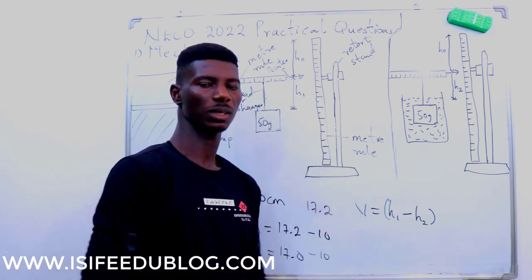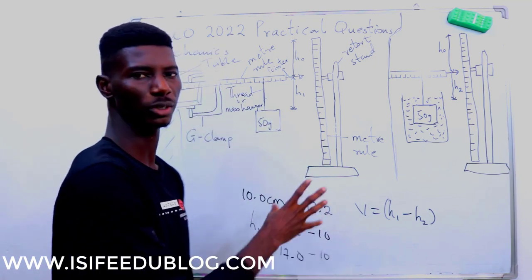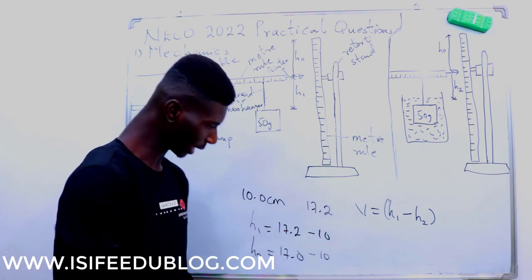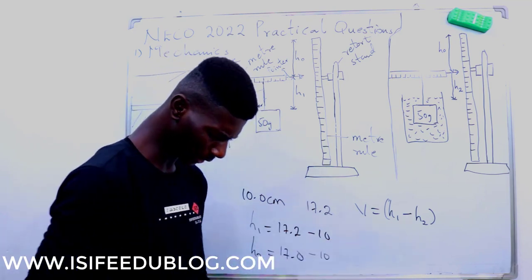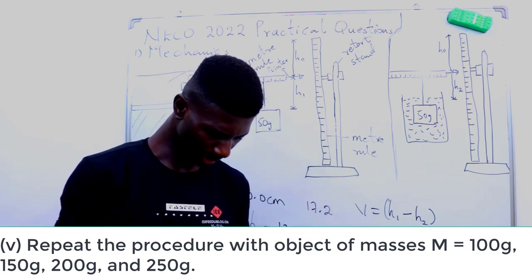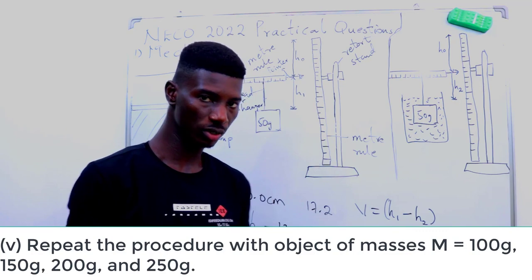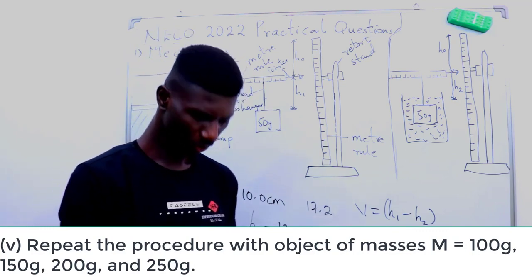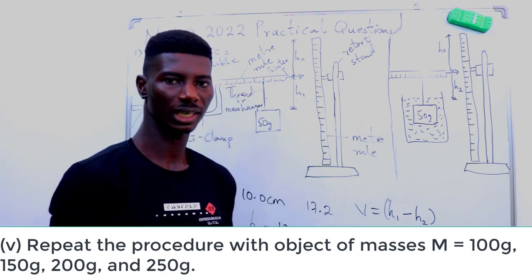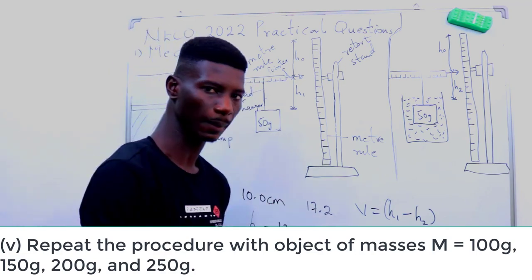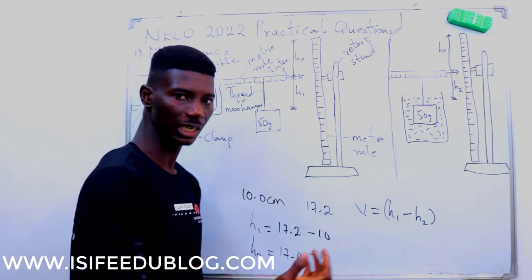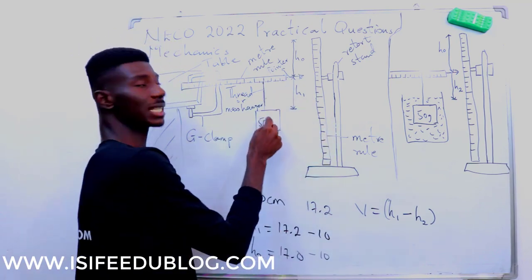So after explaining this, I've already done the practicals for you. We are going to show the outcome and how the table will look like. Okay, then I'll say evaluate V equal to this. The next thing said, repeat the procedure with the object of mass. The object of mass is M equals 100 grams, 150 grams, 200 grams, and 250 grams. So we have extra 4 procedures to carry out. So the initial one is 50 grams. The next one, repeat the same practical, add extra 50 to this.